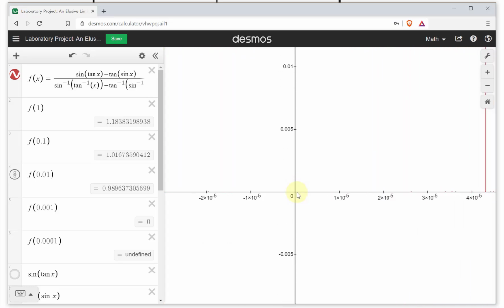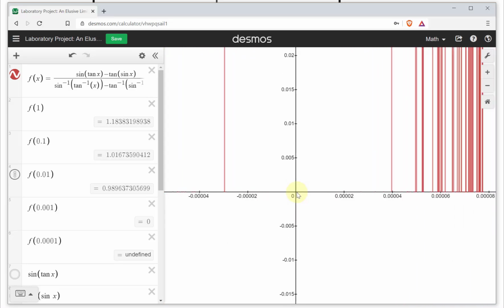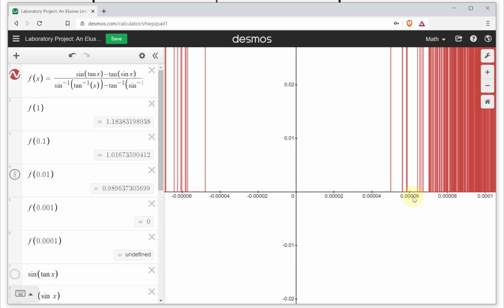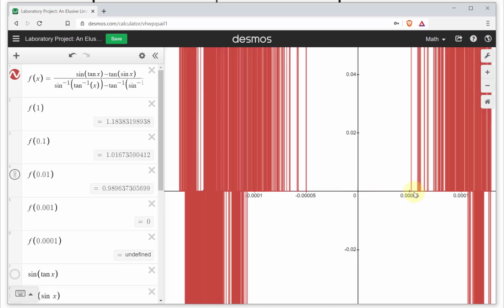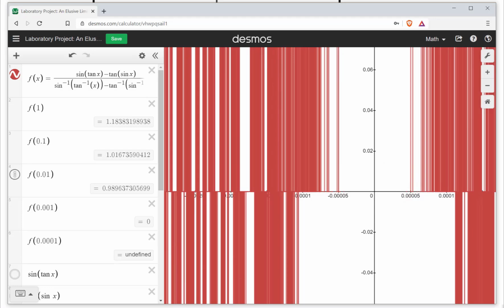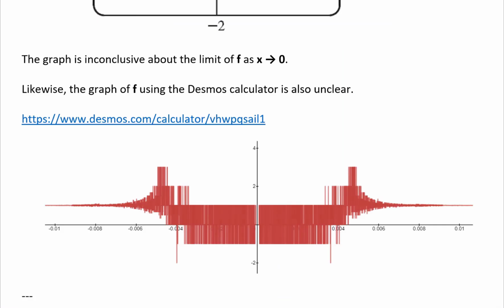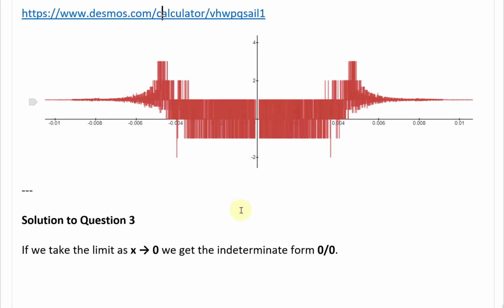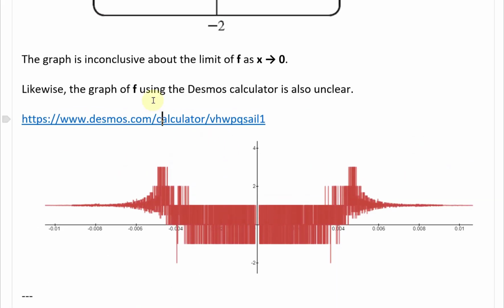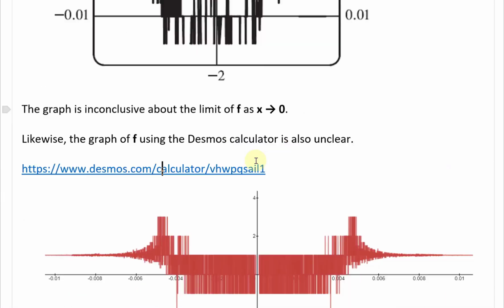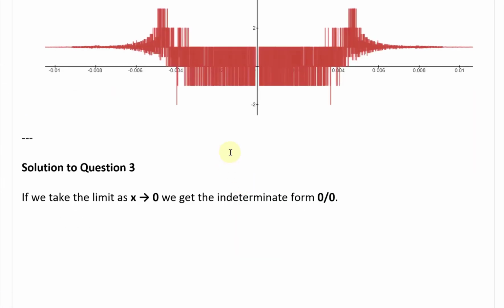You get some random values. Now it just doesn't have any values there. It looks like it stopped calculating a while ago. If you zoom in, you get some random stuff, and it just jumps up and down. Anyways, that is very interesting stuff. So it is unclear, and that's question 2.